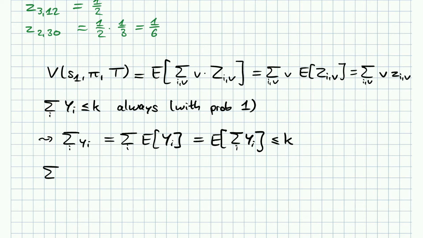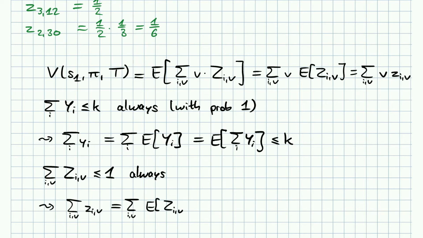And also we may take home at most one prize, which means that the sum of the capital Z_{i,v} will be at most 1, also with probability 1. And this means that the sum of the small z_{i,v}, which is the sum of the respective expectations, will have to be at most 1.